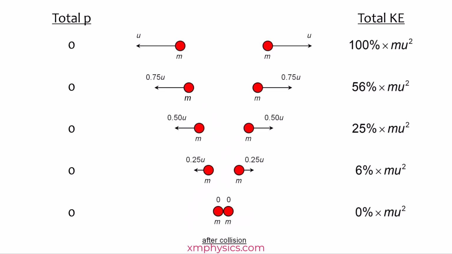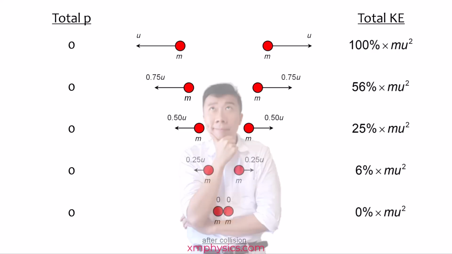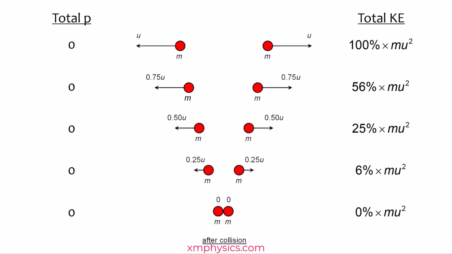But wait a minute. Must KE be conserved? What does PCOE have to say about this? PCOE says that the energy can be converted from one form to another as long as the total energy is conserved. So during a collision, KE can be converted into other forms of energy, like heat, sound, bond energy, etc. That's why we also have to talk about the elasticity of a collision.